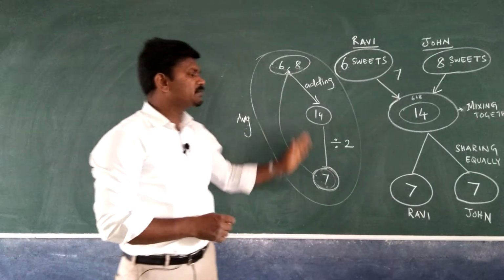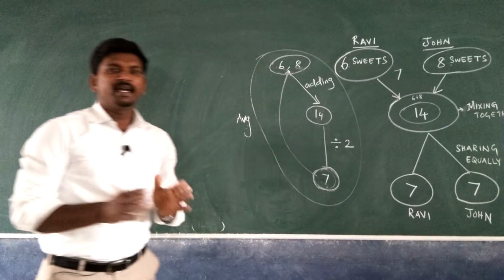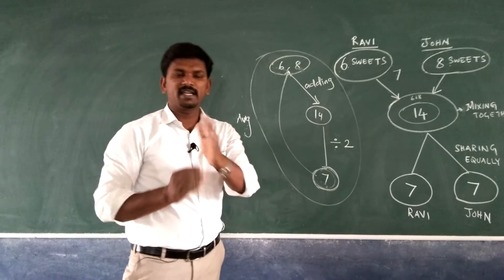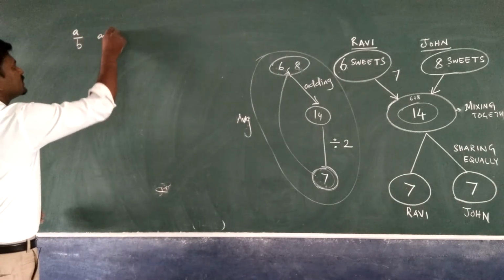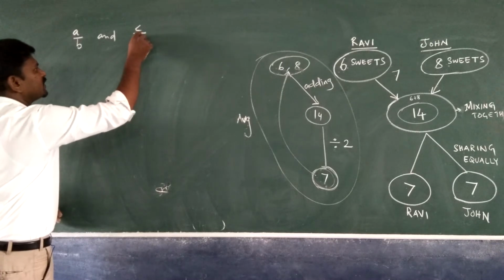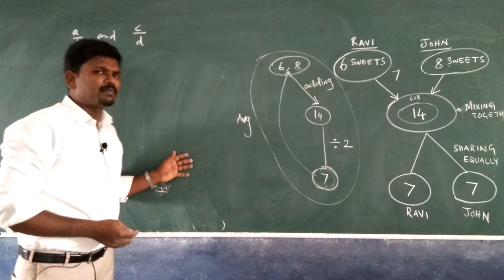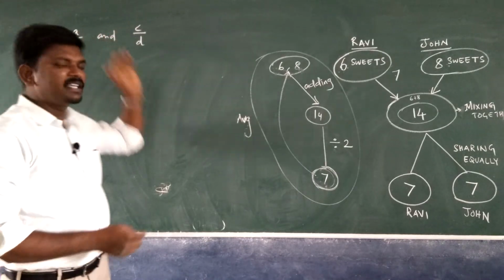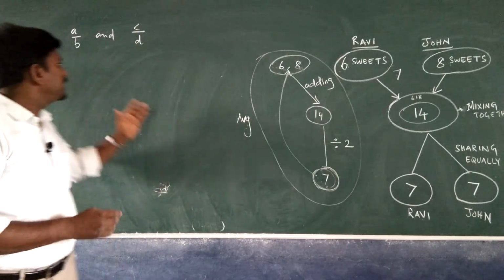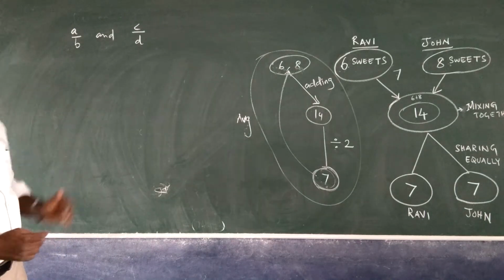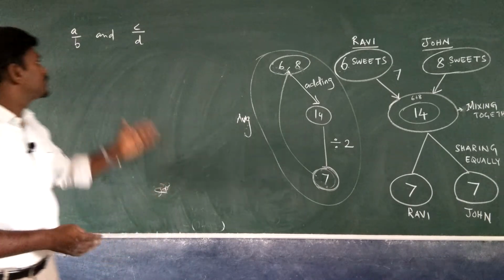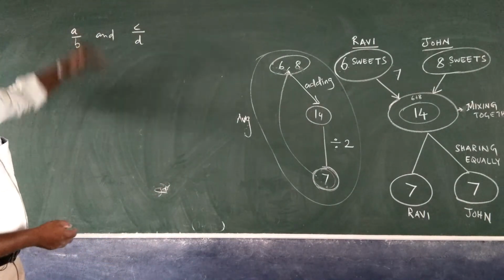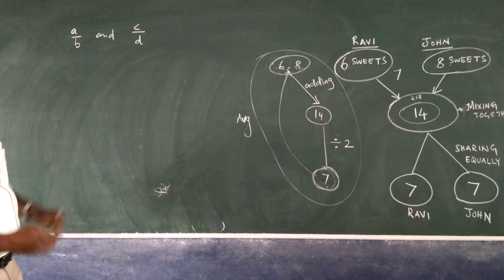So using this concept only, we are going to find how to find the rational numbers between rational numbers. I will explain a little more clearly. If a by b and c by d are any two rational numbers. Why are we writing a by b and c by d? The numbers which can be expressed in the form of a fraction are called rational numbers. So we are writing them in the form of rational numbers.